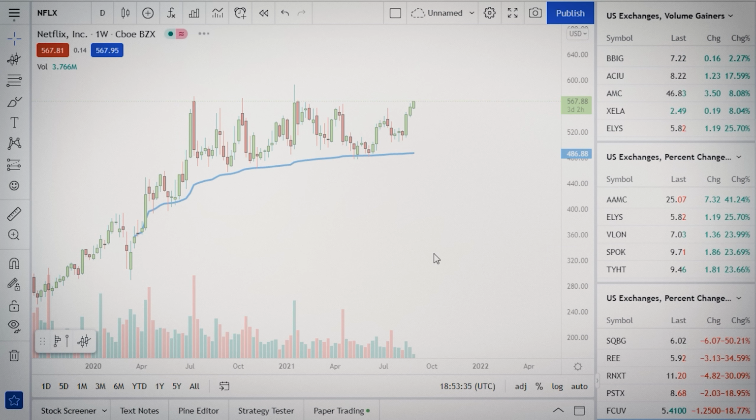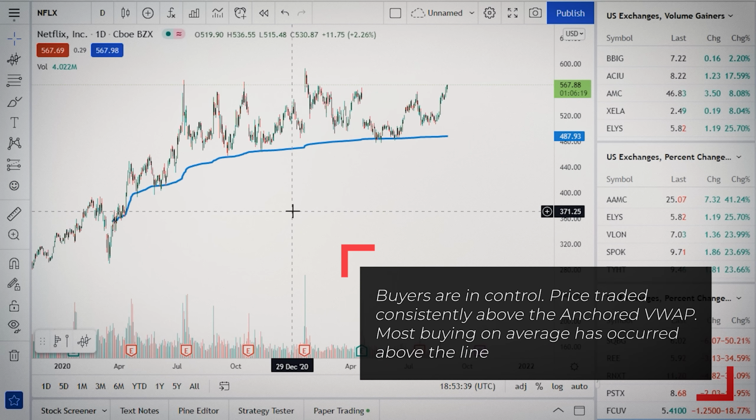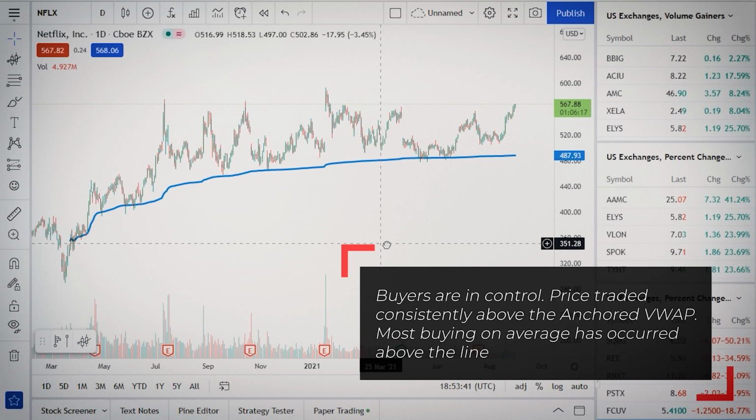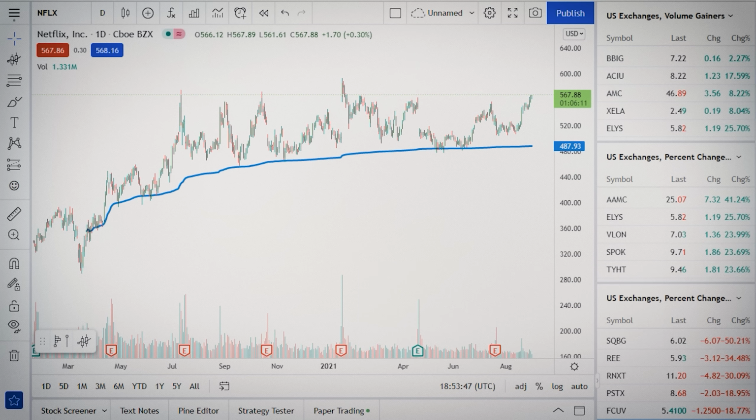And now we see a few things. For one, the bulls are in control. The price traded consistently above the anchored VWAP, and that is a bullish sign. Most of the buying on average has occurred above the line.